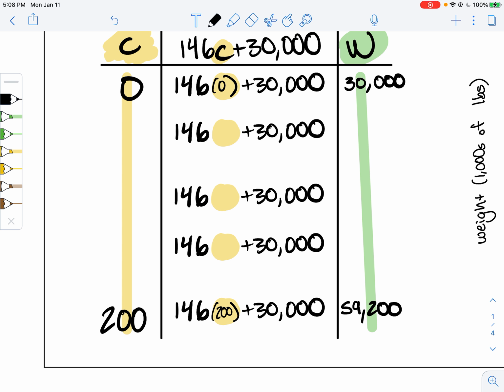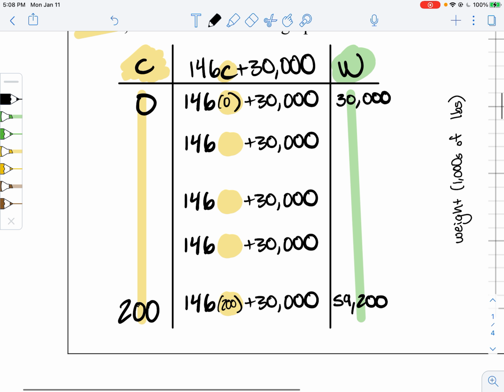So let's say we want easy numbers here. Let's pick 100, let's pick 50, let's pick something in the middle. How about 22? Just because.